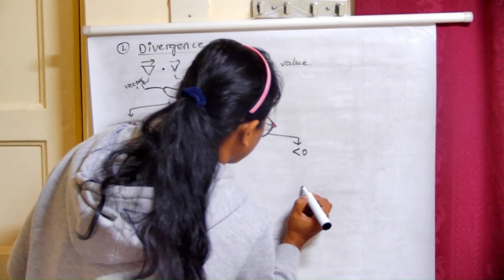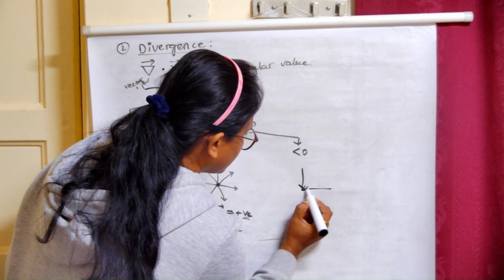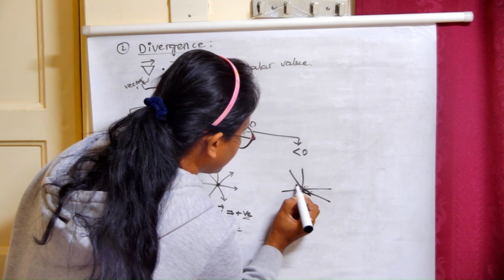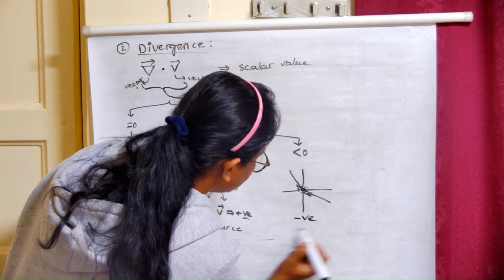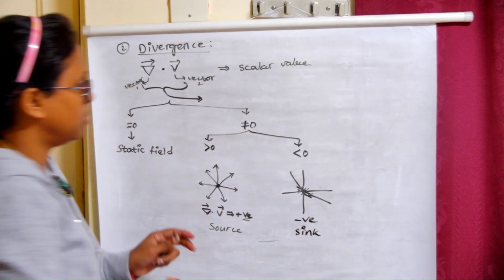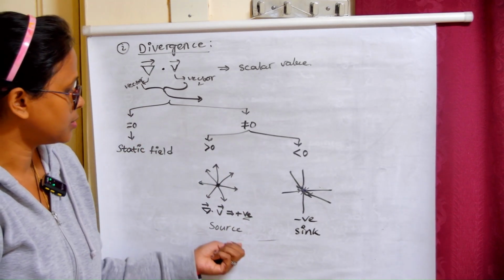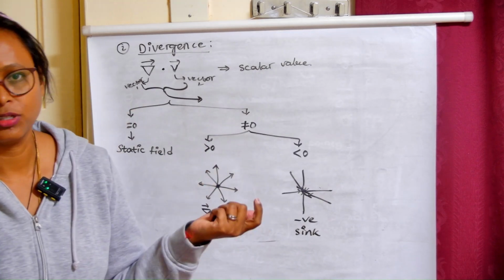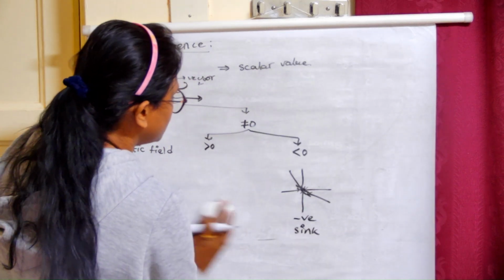For example, if the vector is pointed towards the point, then this point is called a point with negative divergence, which is nothing but a sink. If any vector field is given, and they are asking you to find out whether it is a source or sink, then you can find its divergence, and from that you can decide whether it is a source or sink.